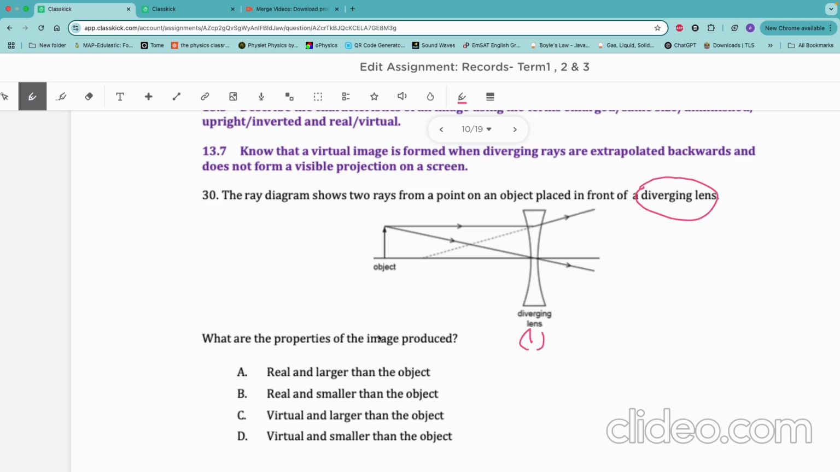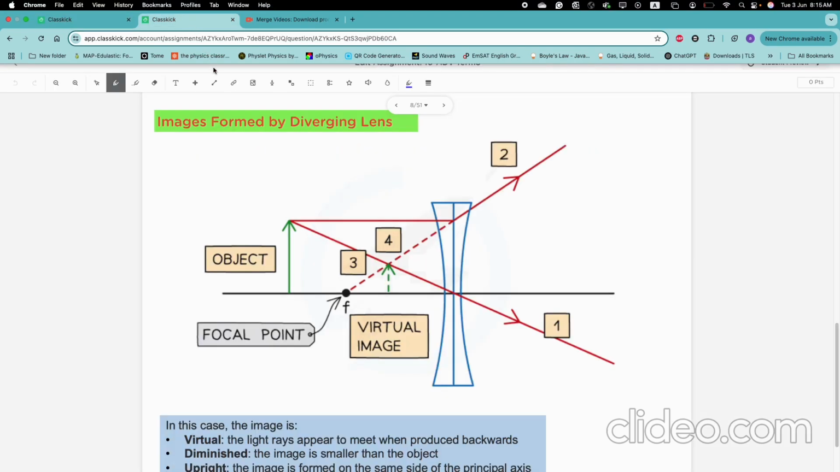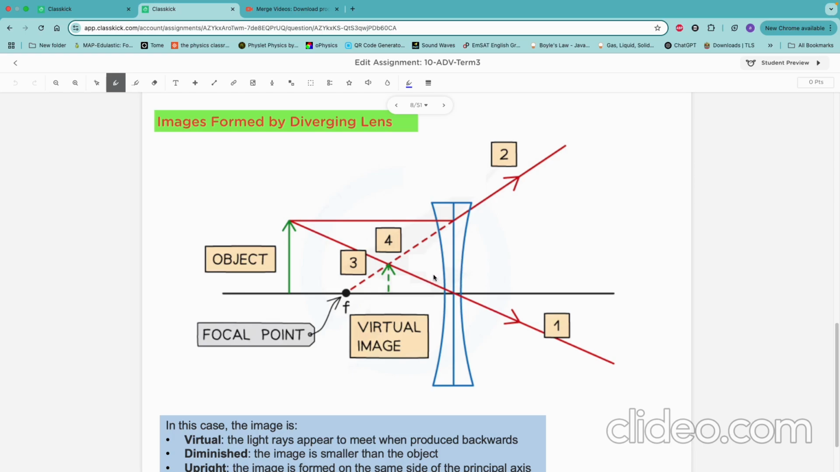So for images produced by a diverging lens, they all have the same properties. We consider that we have the same case, because if an object is placed in front of a diverging lens, all the time the image formed has to be, number one, virtual. Since it's virtual, which means upright, erect, upright. It's not inverted, it's not upside down, and it is always smaller in size.